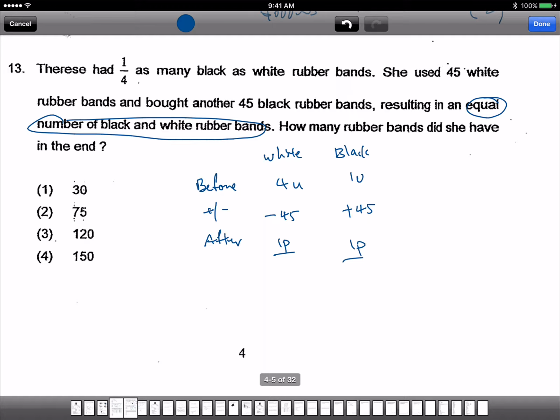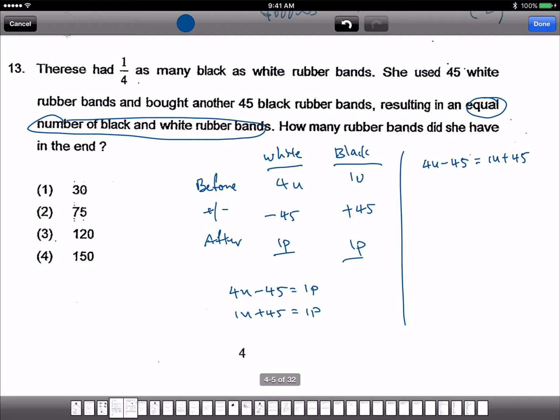So how many rubber bands did she have in the end? Minus 45 plus 45. It's one part. Here, okay, you have to think a bit. So 4u minus 45 equals to one part, and 1u plus 45 equals to one part as well. So this tells me that 4u minus 45 is equals to 1u plus 45.